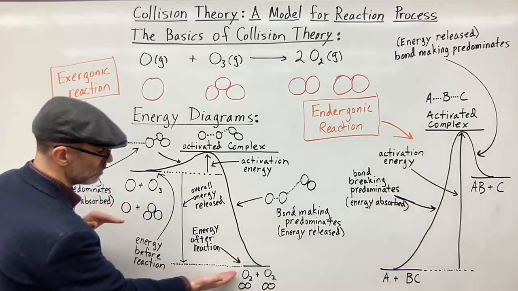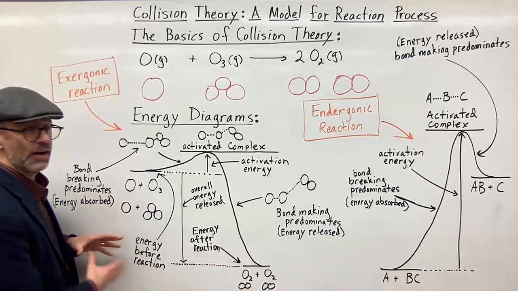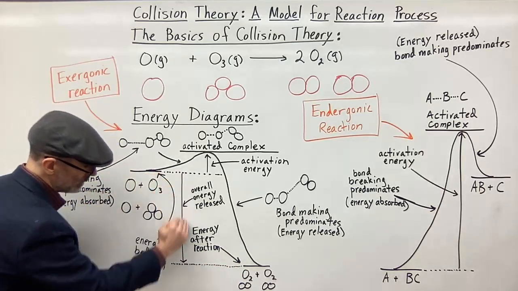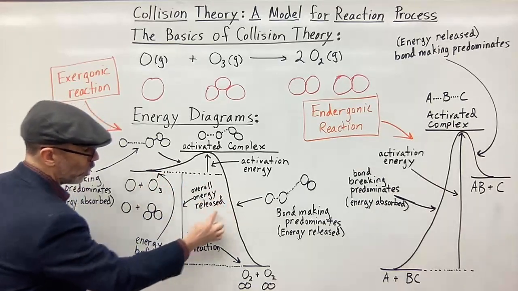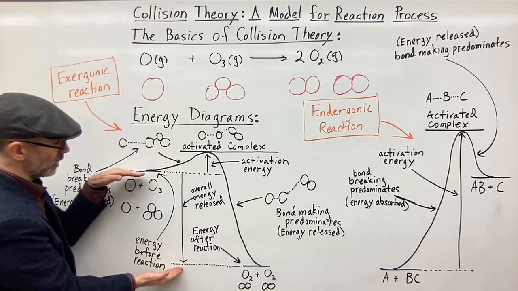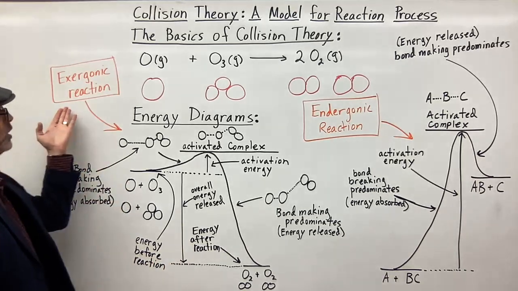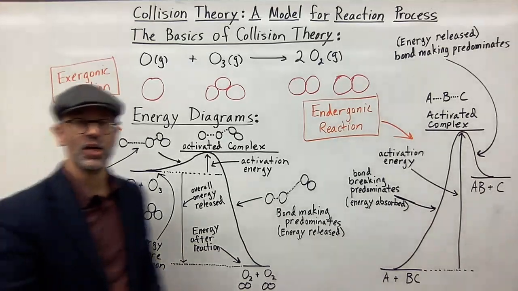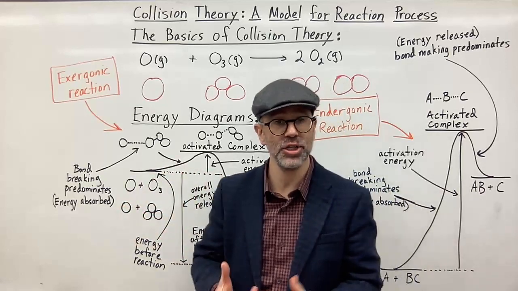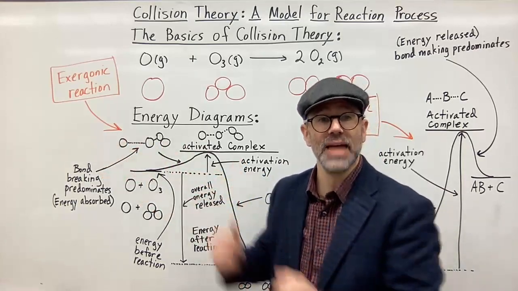So this means that this is lower than this. So you have an overall release of energy. And this here, if you look at this distance here, this is the overall energy that's released. So overall energy released between reactants and products. And so therefore, we call this an exergonic reaction. Exer meaning out, gonic referring to energy. So it's a reaction where energy is released out.